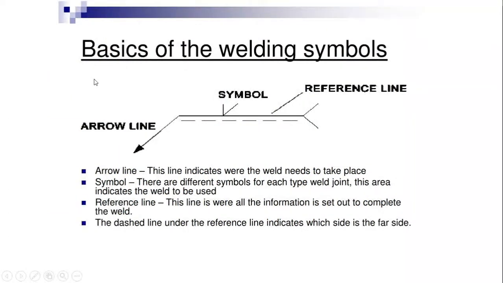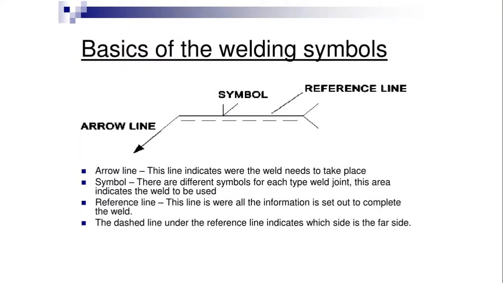Next one is the basics of the welding symbol. This is the welding symbol which we use in welding. This is the arrow, this is the symbol, and this is the reference line. The arrow line indicates where the weld needs to take place. There are different symbols for each type of weld joint.